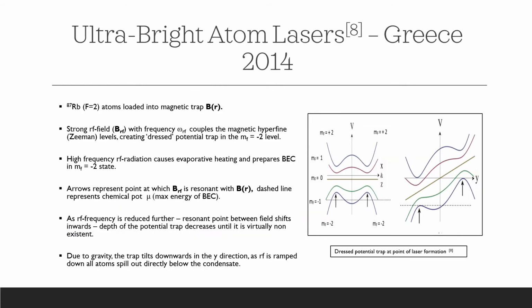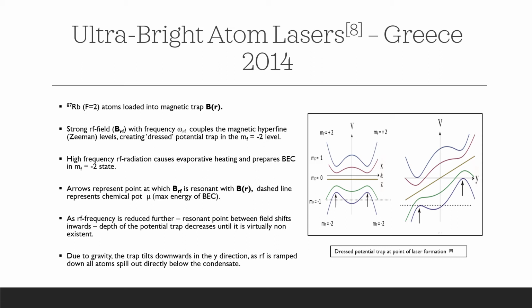Now, in the last slide, we saw that a strong RF field causes the creation of dressed potentials, forming a new trap in the MF-2 Zeeman level of a rubidium atom trapped in a magnetic field. And what we saw was that these bound states greatly limited the flux the laser was able to achieve. However, in 2014, a research group from the Institute of Electronic Structure and Lasers in Greece decided to utilize these bound states in order to achieve an ultrabright atom laser, and in doing so, they improved on the flux achieved by the Munich group by 14 times.